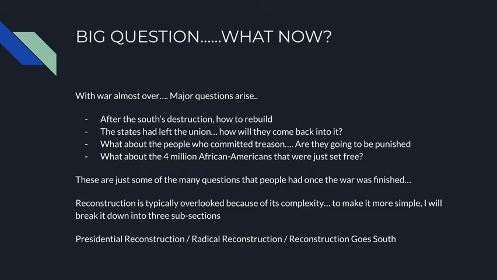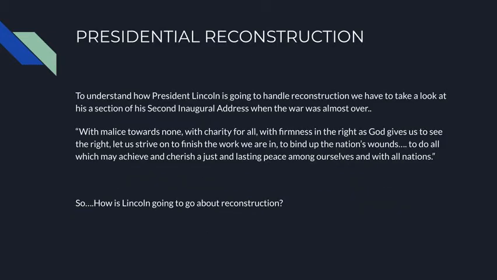And then what about the 4 million African Americans that were just set free? What's going to happen to them? The 13th Amendment has passed, as you'll see here in a second. How are they going to interact in society? These are just some of the many questions that people had once the war was finished. Reconstruction is typically overlooked because of its complexity. To make it simpler, I will break it down into three subsections. In this lesson will be presidential Reconstruction and radical Reconstruction.